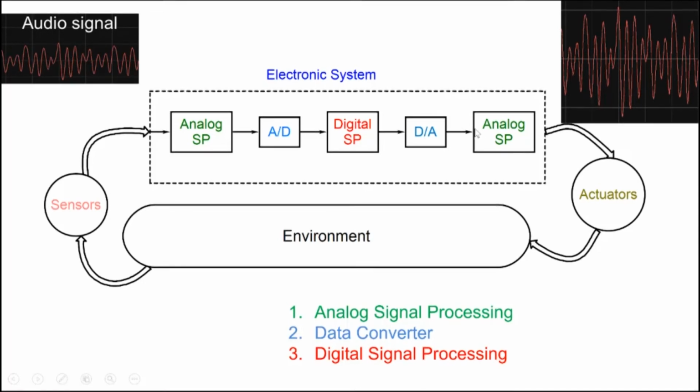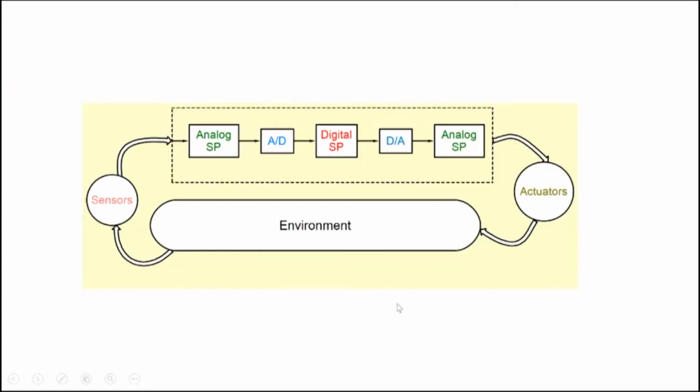So if you're trying to understand an electronic system, these are the three major blocks of an electronic system: an analog signal processing front end, data converters, and digital signal processing. So let's come back to, so these are the elements of a digital system.